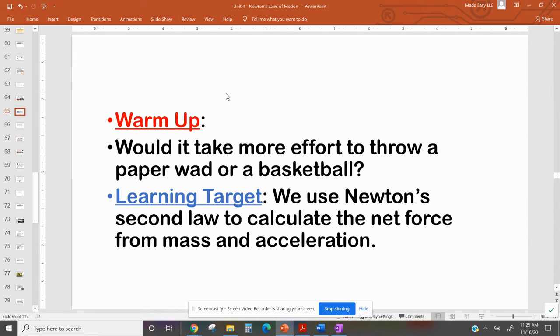By the end of this lecture, you can calculate the net force acting on an object, the mass of an object, or the object's acceleration using Newton's second law of motion equation. So let's begin with an exercise. Would it take more effort to throw a paper wad or a basketball?